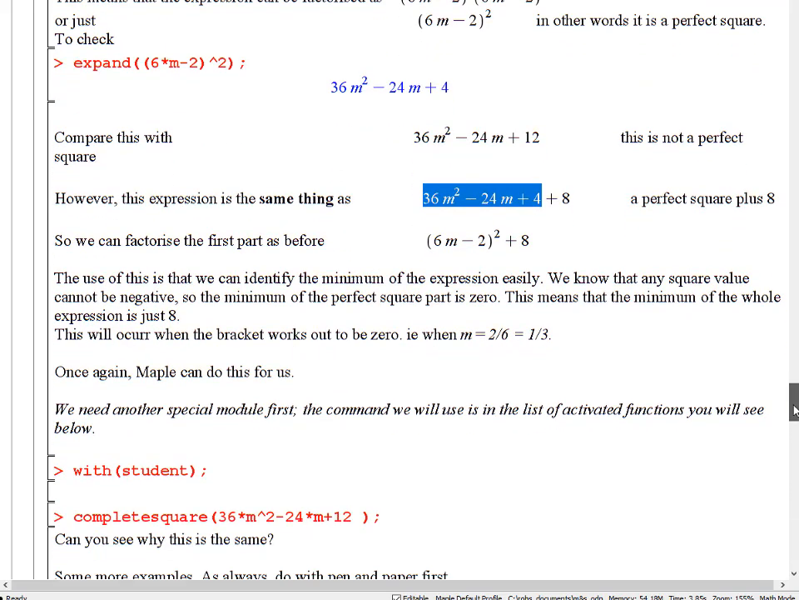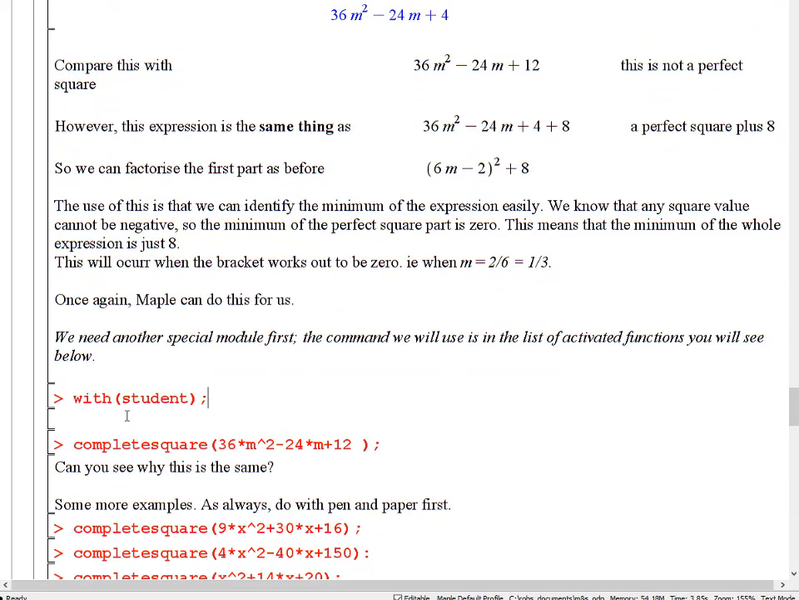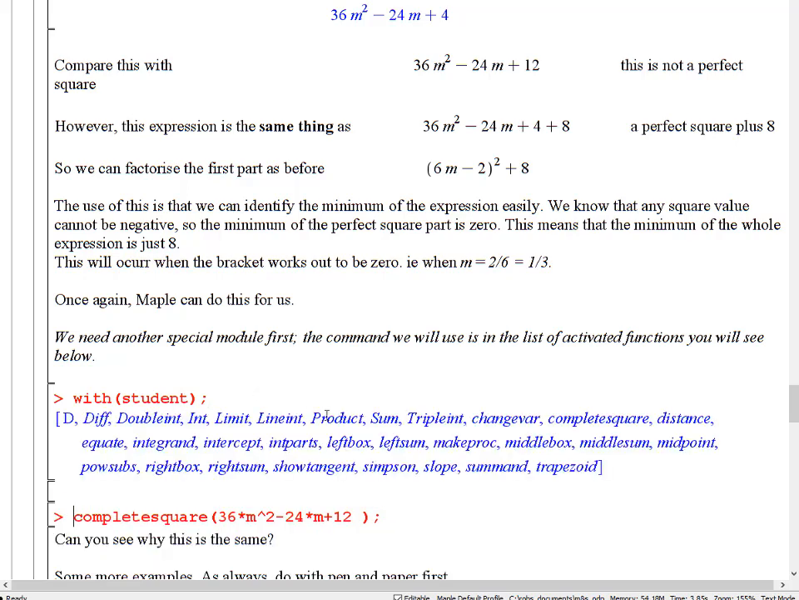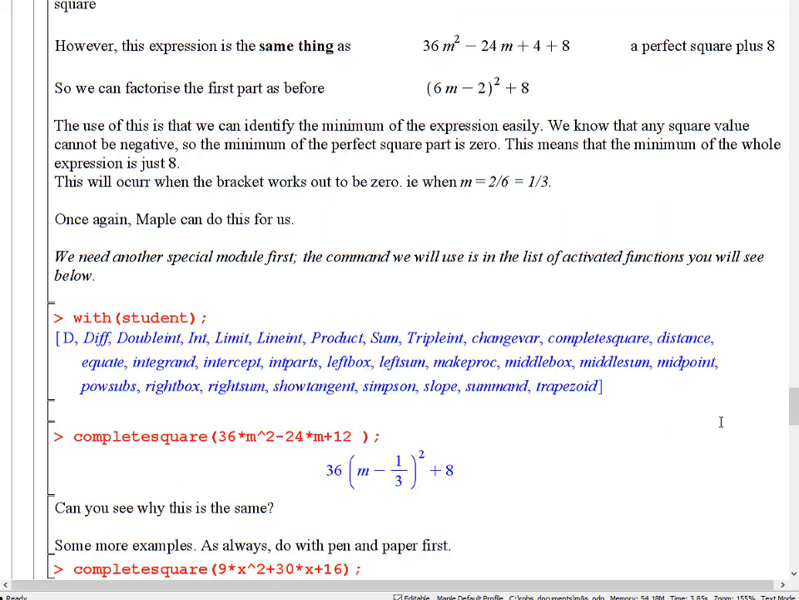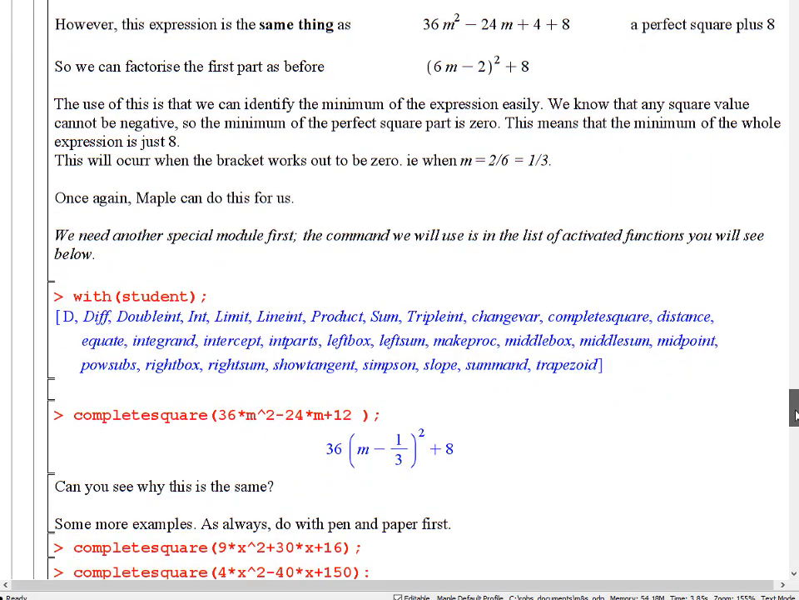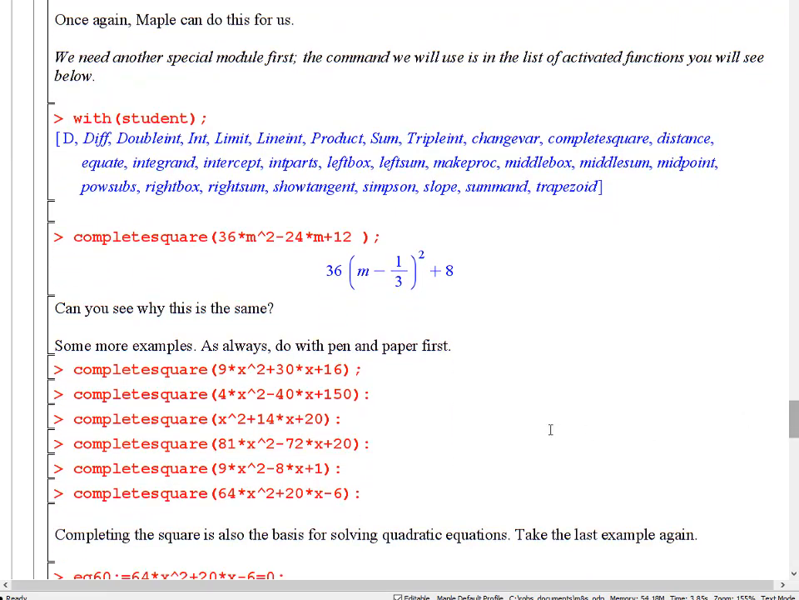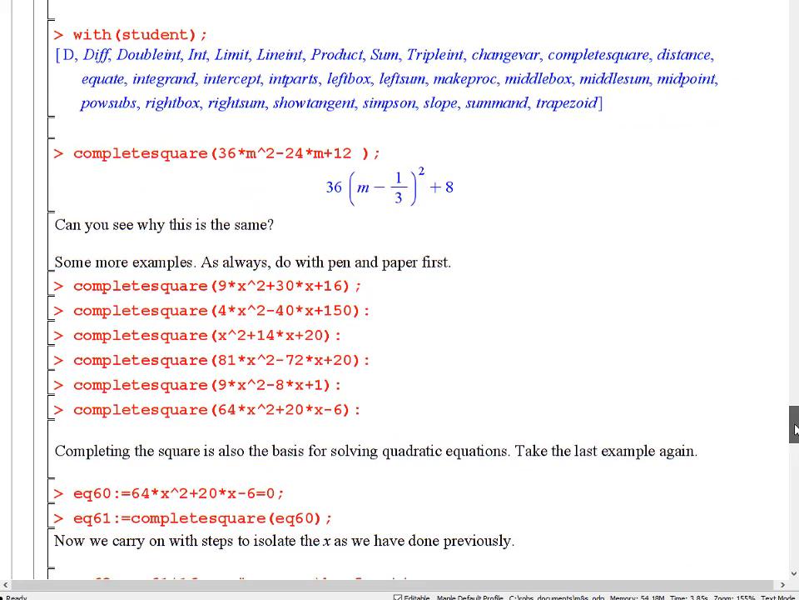Now Maple can do this for us. With just means it loads some command, and with student it loads in the package of commands for student, which are these. And then this, complete the square, gives you that. You should be able to tell that this is the same as the version we've got here. If you put this 36 inside the square bracket, you have to square root it, so 6m, so it's the same as putting 6 inside there. Okay. And again, here you should be able to do these by pen and paper.